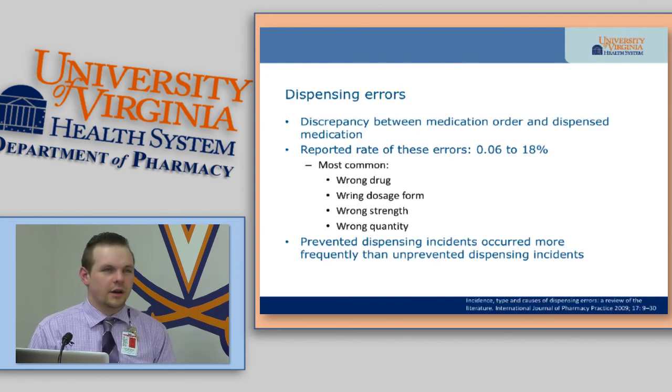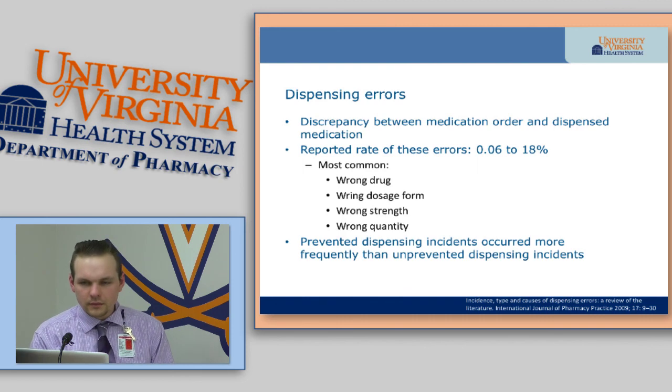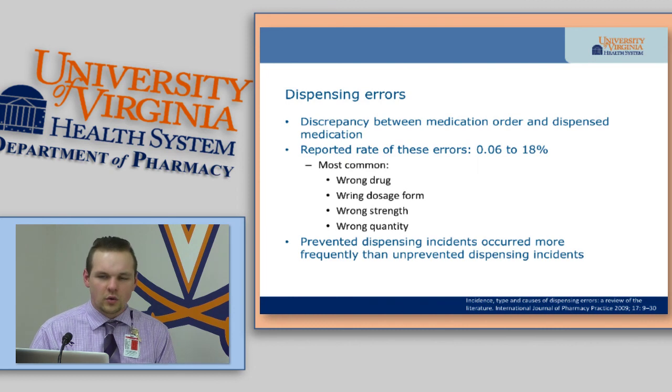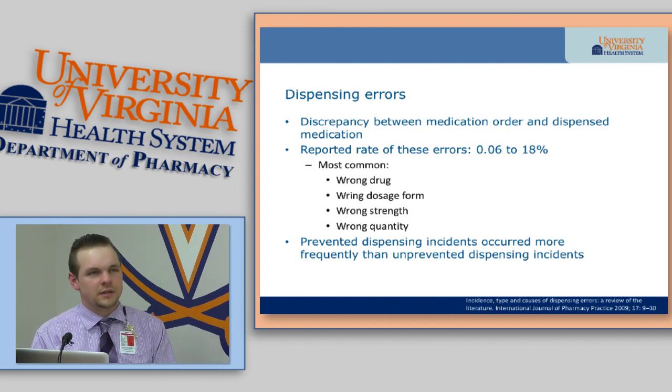So we're going to focus our conversation about medication errors a little bit, and we'll talk about dispensing errors, something that is a little bit more pharmacy-centric. So a dispensing error is a discrepancy between a medication order and the medication that's been dispensed pursuant to that order. Based on a bunch of studies, the reported rates of these errors is 0.06% all the way up to 18%. Most commonly, dispensing errors involve the wrong drug, wrong dosage form, wrong strength, and wrong quantity.